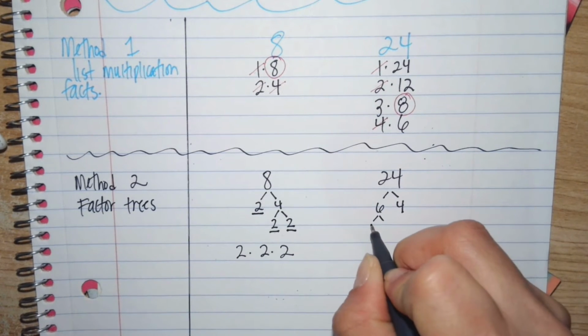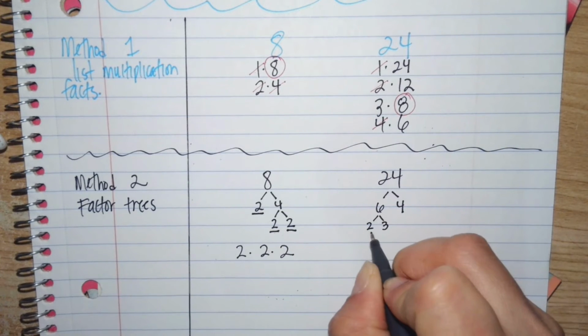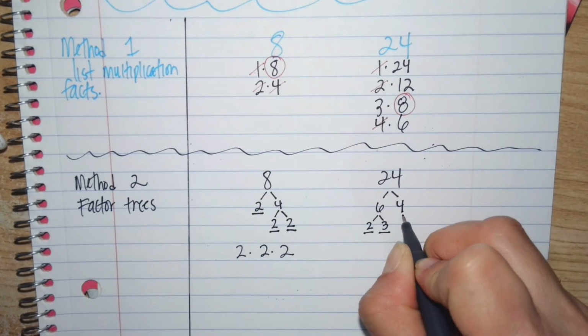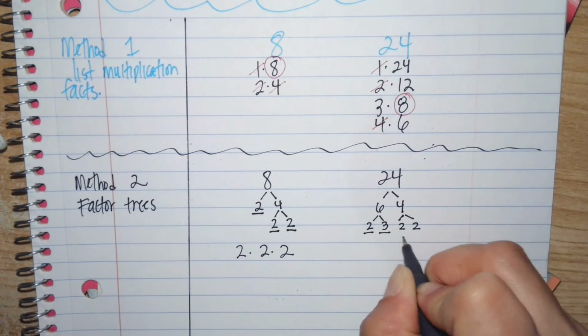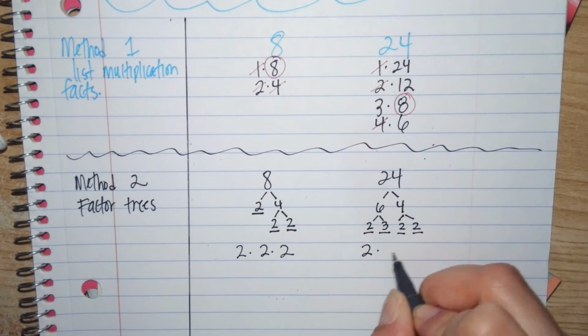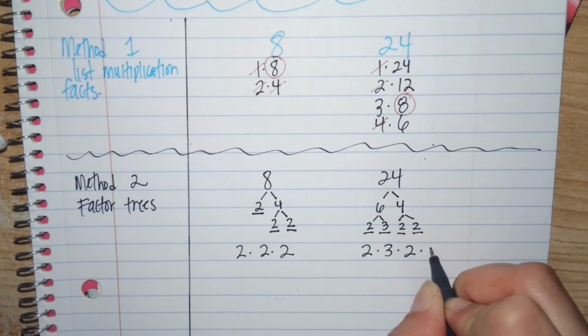So with 6, it's 2 and 3. 2 is already prime, 3 is already prime. 4 I can break up into 2 times 2. 2 is already prime, and 2 is already prime. So my prime factorization here is 2 times 3 times 2 times 2.